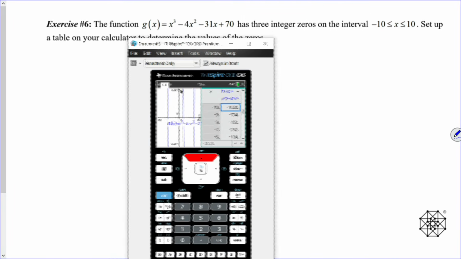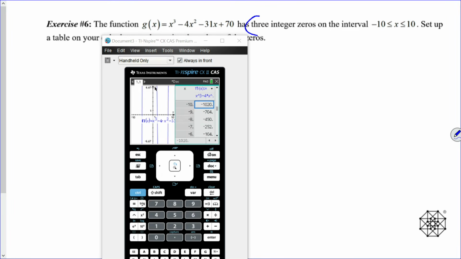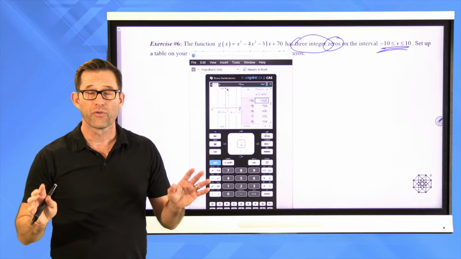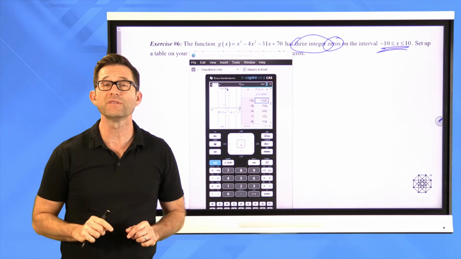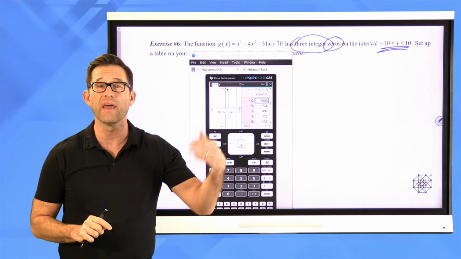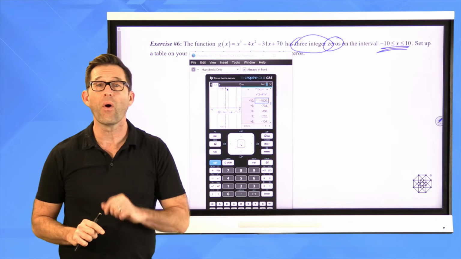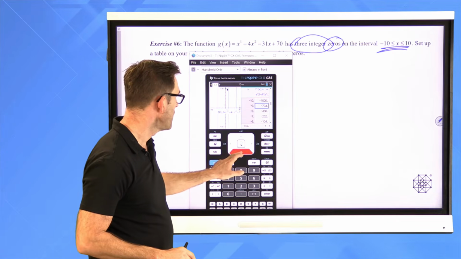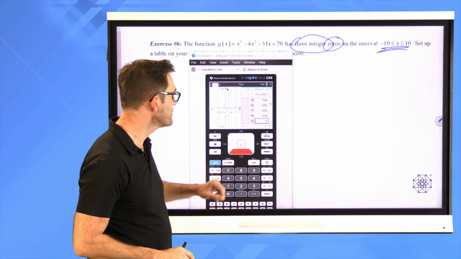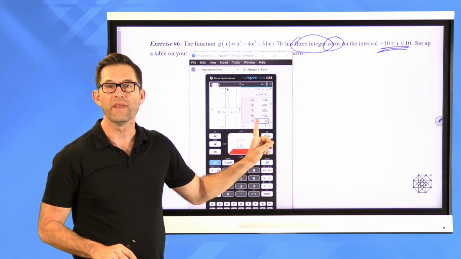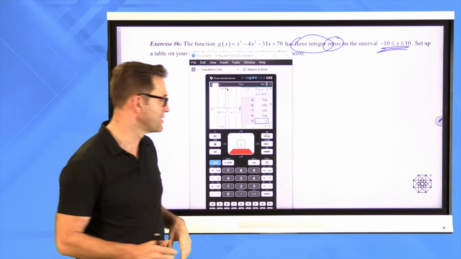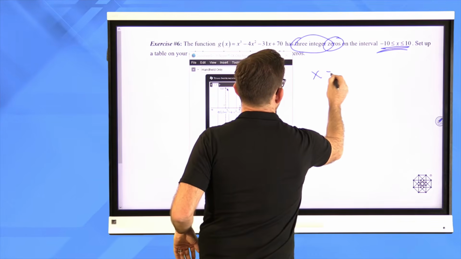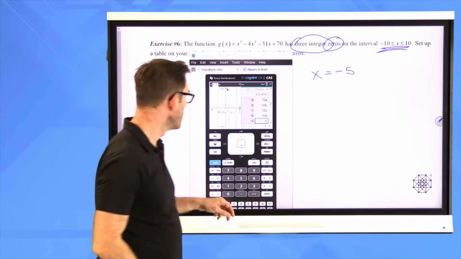Remember, this problem says that I have 3 integer zeros on this interval, meaning that there are 3 values of x for which the output is equal to 0, somewhere between -10 and 10, and they're all kind of whole numbers, with negatives possibly. So I'm just going to hit my down button until I find, oh, there's an output of 0. When the input was -5, the output was 0. So x is equal to -5 is a 0. All right, well, we found one of them.